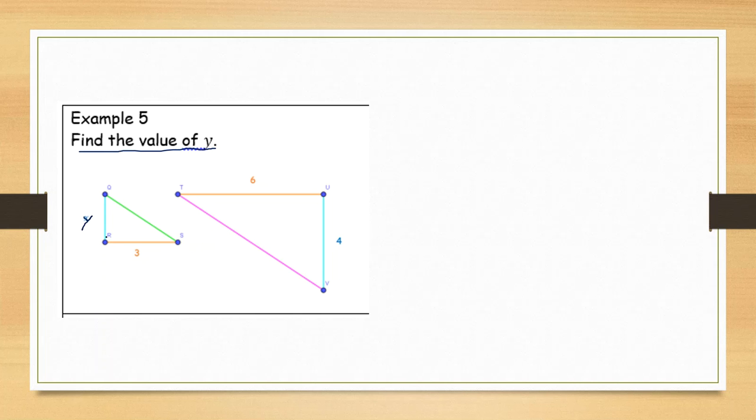So for example 5, find the value of y. So y is here. And you can see that I've got blue matching blue. So the blue ones are corresponding. 6 and 3 are orange, so they're corresponding. So again, we can find the scale factor. 6 divided by 3 is 2. Okay, but this time around, when we find y, we actually need it to be half of 4. So 6 divided by 2 is 3. 4 divided by 2 is 2.